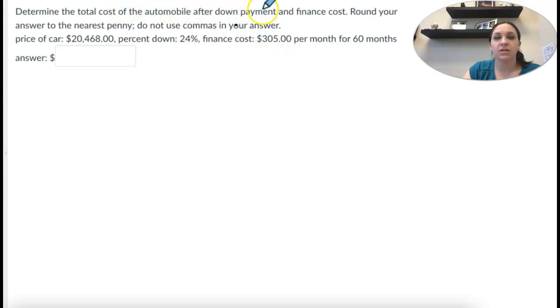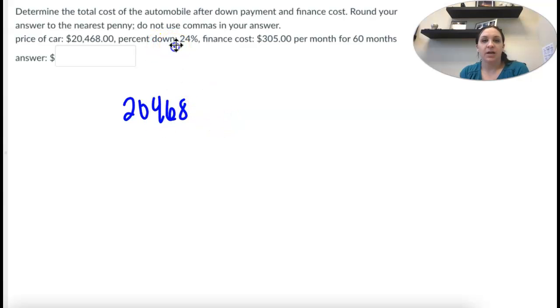Determine the total cost of the automobile after the down payment and the finance. So this one we have to figure out what's the down payment and then how much we paid after we financed. So the price of the car is $20,468, and the percent down was 24%. So let's figure that out.